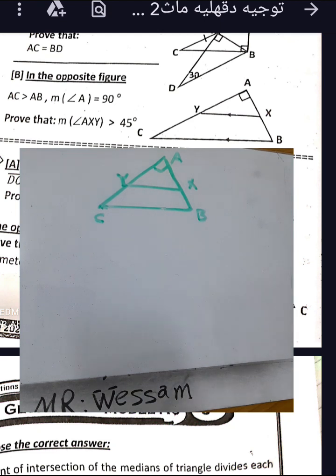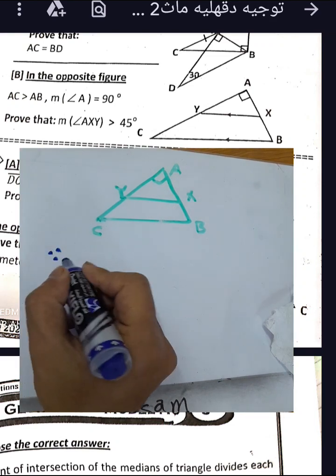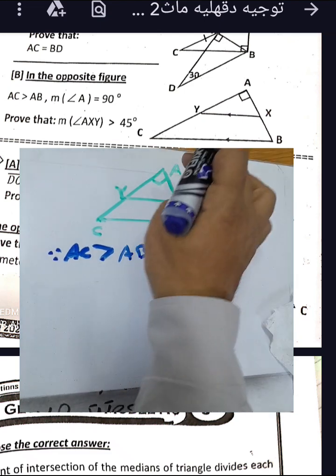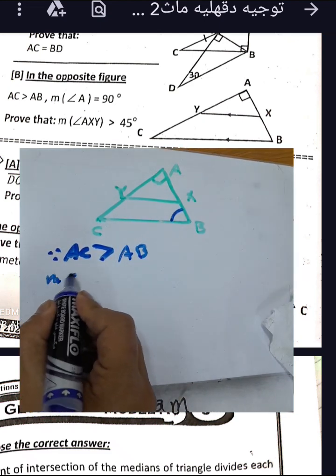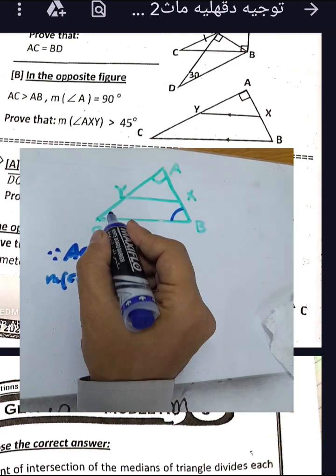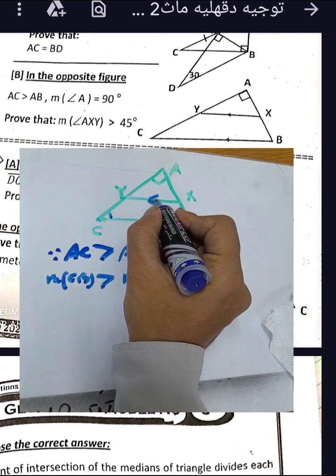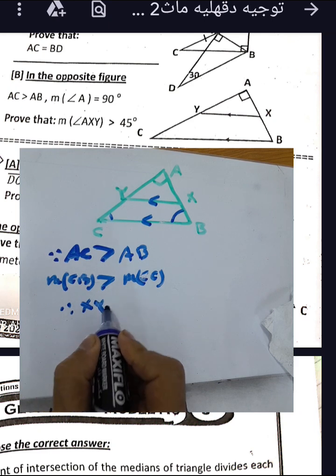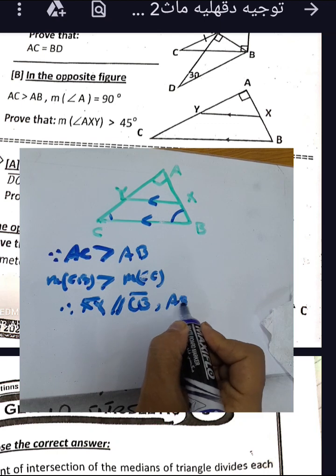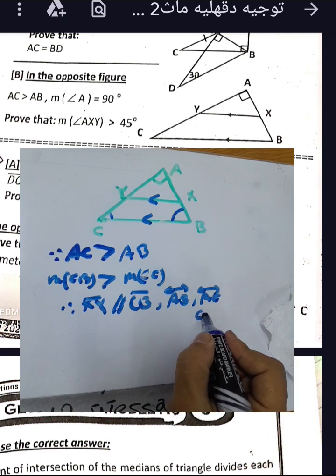Pay attention to the steps here. Okay, he gives us AC was greater than AB, this side length greater than this side length. Then the opposite angle, measure of angle B, will be greater than measure of angle C because it's opposite the greater side. Okay, and we have XY was parallel to the base CB, and AB and AC transverse them or cut them.